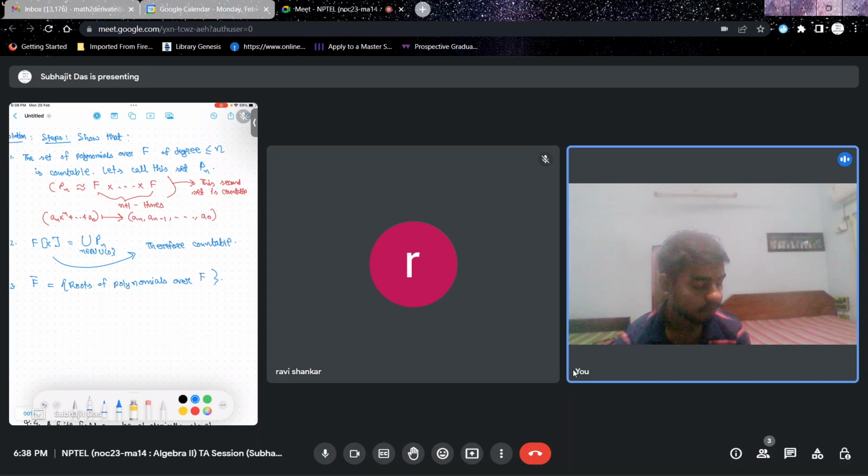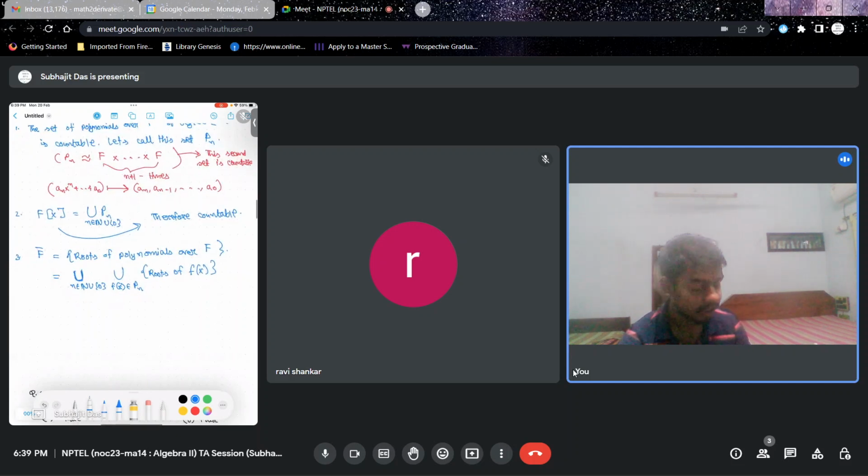So F bar is all roots of all polynomials over F, which can therefore be written as the union over n in the natural numbers, union 0, of the union of f(x), a polynomial in P_n, that is, f(x) is a polynomial of degree at most n, of the roots of f(x). This is what F bar is, right? And since this set of roots is always finite, and this P_n is a countable set, you have that this entire thing is countable, because you are taking a countable union of countable sets again.